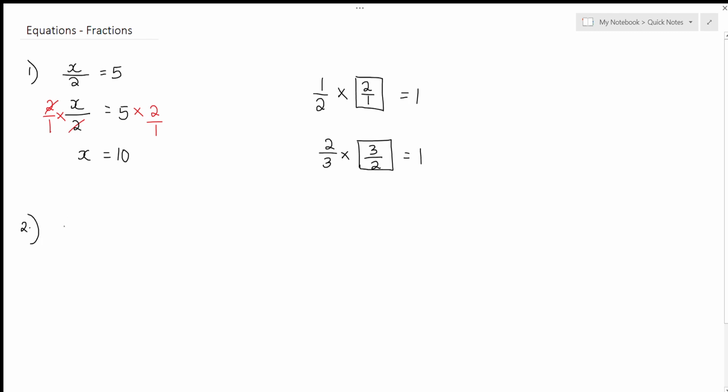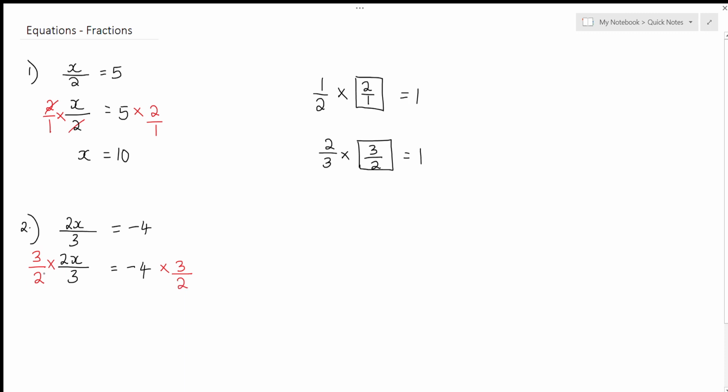Number 2 is 2x over 3 equal to negative 4. So here we have 2x over 3 equal to negative 4. I'm rewriting it. And we're going to look at our fraction on the left-hand side. Now, in order to get rid of 2 over 3, I'm going to multiply by its inverse. And its inverse is 3 over 2. Whatever you do to the left-hand side, you've got to do to the right-hand side, and that's 3 over 2.